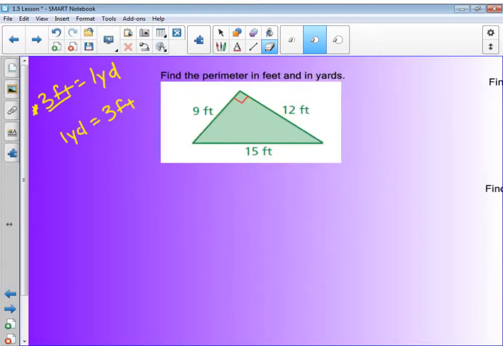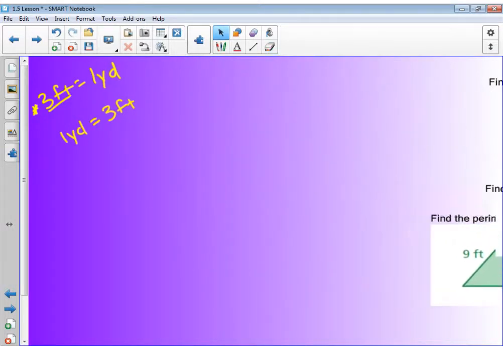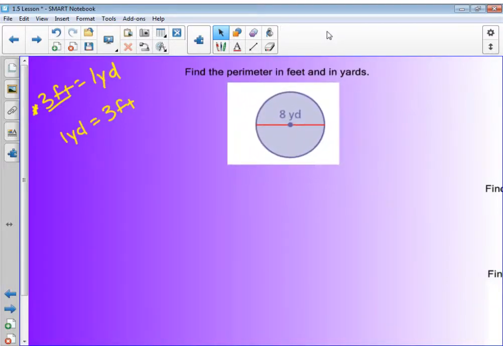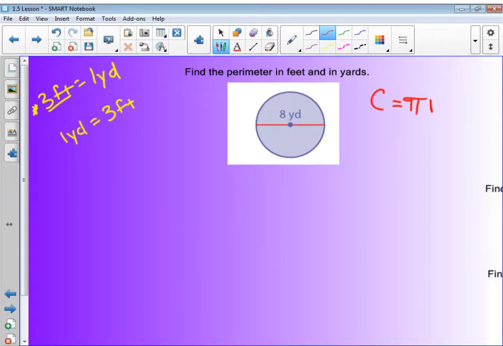Okay, so let's try another one. We're going to go through a circle this time. So we have to remember perimeter of a circle. And once again, we're going to do feet to yards, so I'll leave those conversions up there. And our formula for the perimeter of a circle, also known as the circumference. The circumference of a circle. Well, pi r squared sounds like area to me, but when you need circumference, just use pi d. Okay, so there's our formula for circumference. Okay, so which is the same as perimeter.